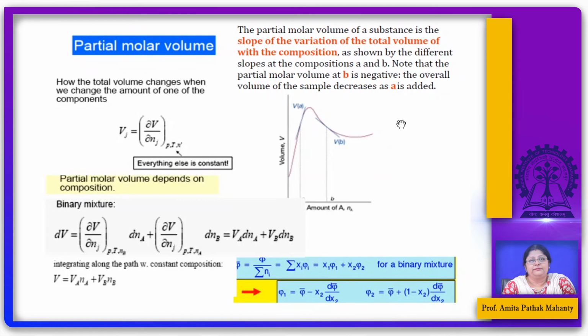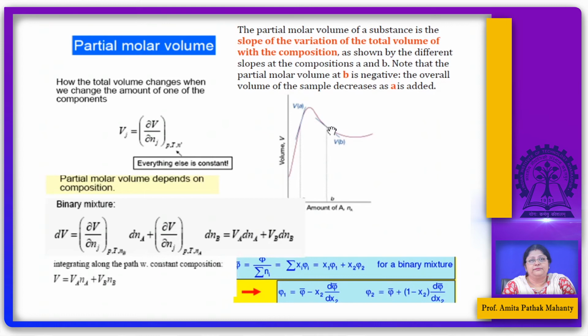So the partial molar volume of a substance is nothing but the variation of V with the amount of the substance in the composition. So it is nothing but the slope of the volume versus the amount of that particular species present. Now have a look at this. This is the slope here, a positive value, while here you have a negative value.